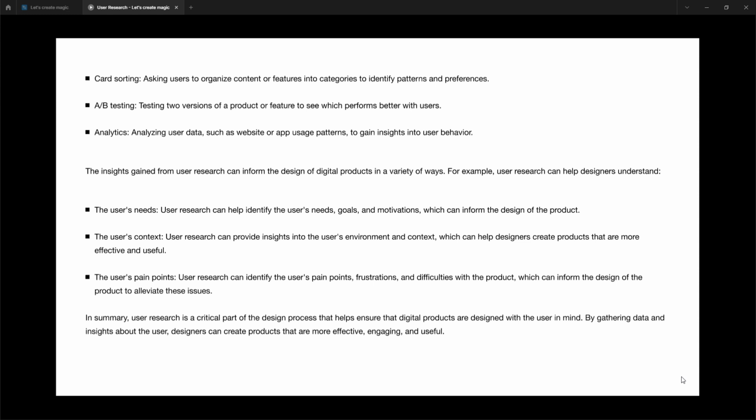Now, in summary, user research is a very critical part of the design process that helps ensure that digital products are designed with the user, the underlying user, in mind. By gathering data and insight about the user, designers can create products that are more effective, engaging, and useful.